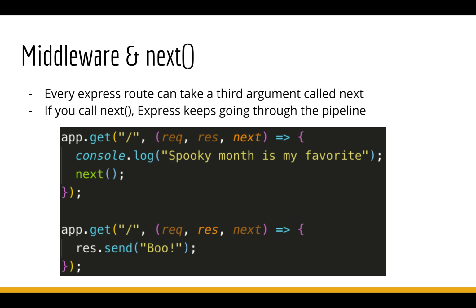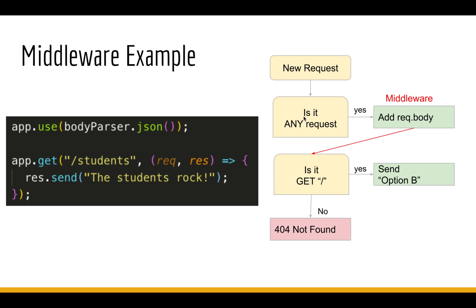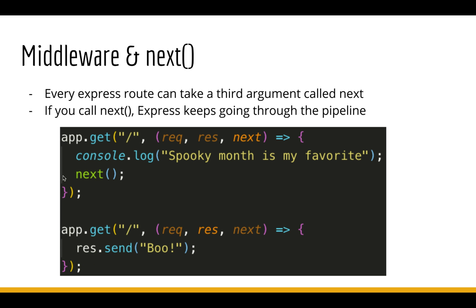So the thing to note about middleware is that we have this third argument for all of our routes that we haven't introduced yet, and we typically call that third argument next. And this is what allows Express to keep going. So as we saw here, after we do the app.use body parser, we want it to continue, and we want it to look for the next matching route. And the way that we do that is by having this next.